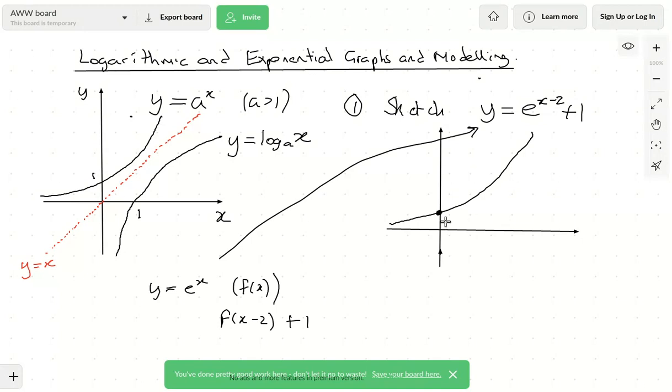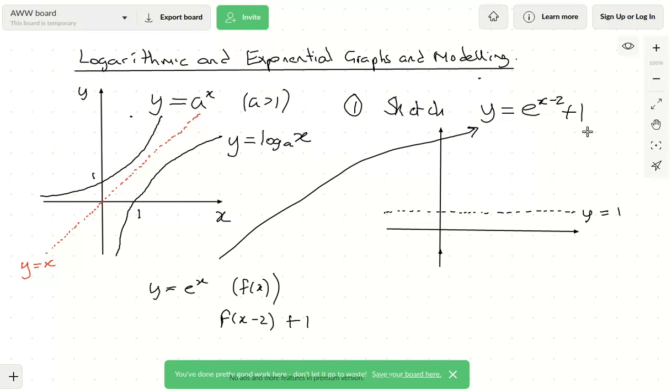Now, to work out a new y-intercept, all you've got to do is let x equal 0, and you'll see it's at e to the minus 2 plus 1. Oh, one thing I haven't shown on this curve, and I should have, sorry, let me just get the curve back, is that now, rather than the asymptote being the x-axis, the asymptote is now going to be on the line y equals 1, because this can never be smaller than y equals 1.